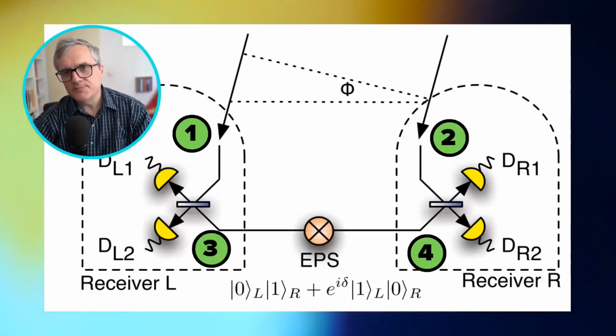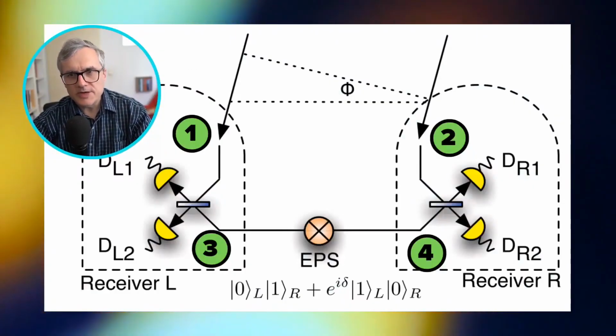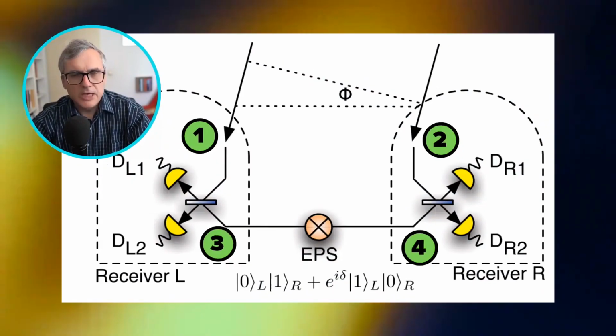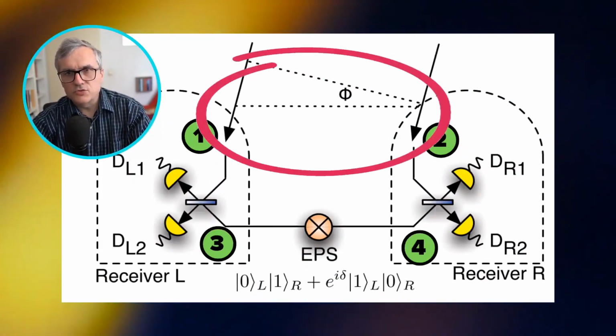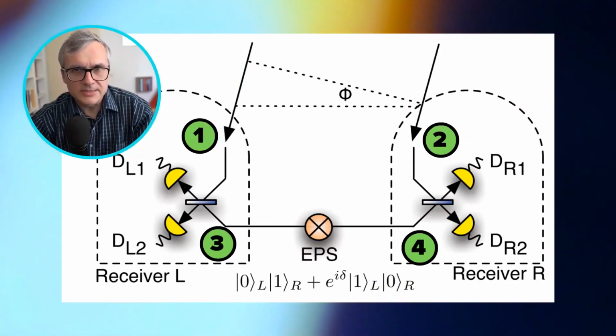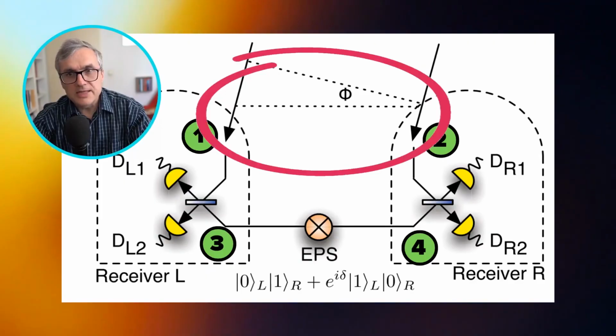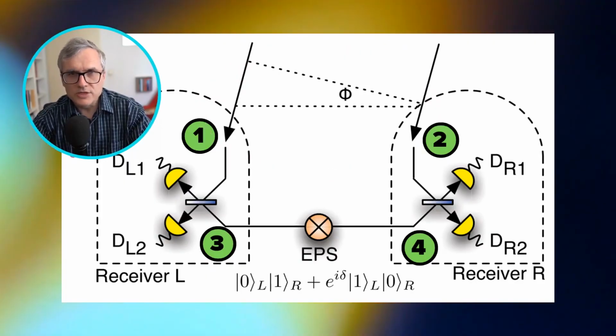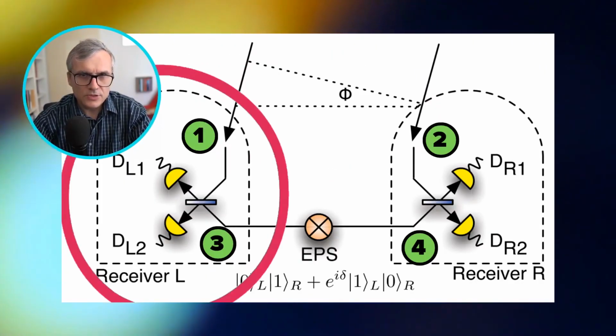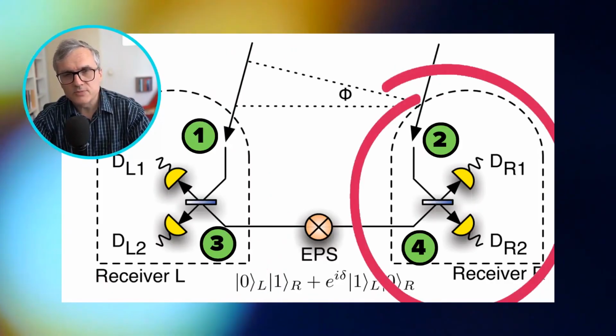And how does a quantum telescope work? Here is the second picture from the article, and we'll discuss this one in more detail. At the top, we recognize the wavefront of the light coming from the star. At an angle phi, this wavefront is captured this time by two telescopes. One telescope is in position 1. The second telescope is in position 2.